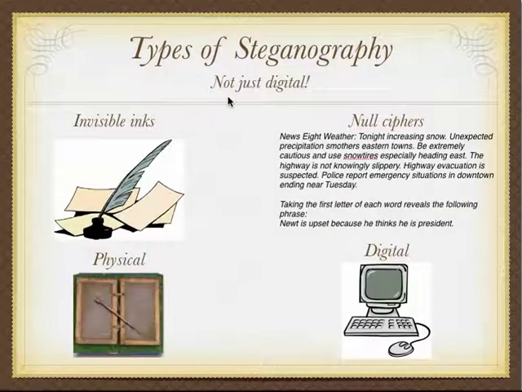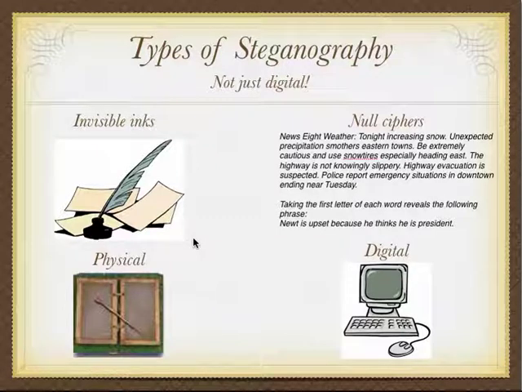Now there are many types of steganography, and they're not just digital. For example, in World War II, invisible inks were a common form of steganography. Generals would write hidden messages between the lines of seemingly innocent missives to be sent to other army generals. And because the appearance of the letter was innocent, the only way people knew if the missive had a hidden message was if they were told.